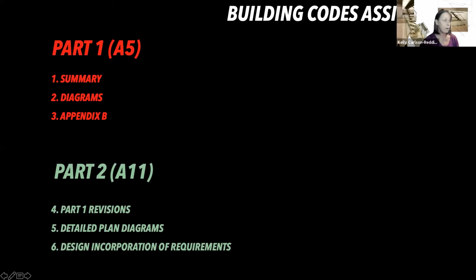What we're going to do as part of A5 is create a summary that just has these basic descriptions of how the building codes influence the project, with a couple of diagrams and the Appendix B. Later in the semester, when your design is more firmed up, all of this we can do right now, even if we know the design is changing.